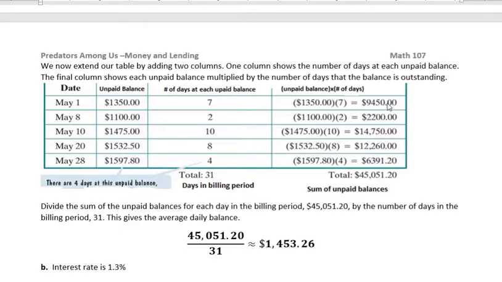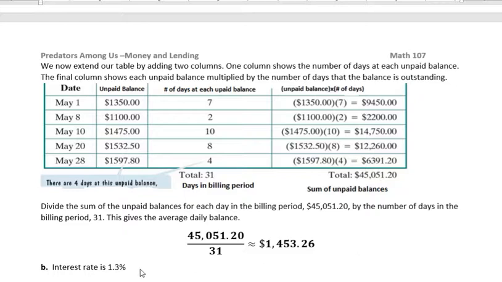And then after you have all those amounts, you add them all together, and that gives you your total balance. And then you take that number and you divide by the number of days in the pay cycle, and that was 31 from the 1st until the 31st. So there's 31 days in May. You take that and divide by 31, and that gives you your average daily balance.